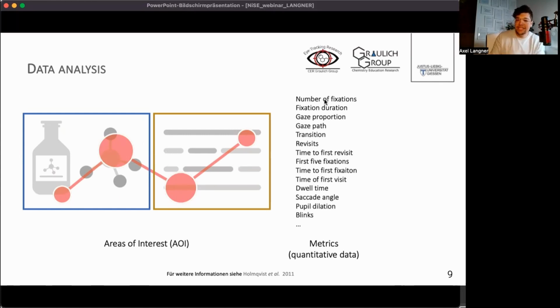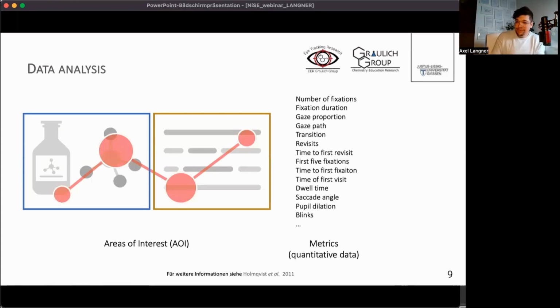For example, the number of fixations, which is how often a person fixated on the picture, or the fixation duration, or the gaze proportion, which would be in which proportion the gaze is distributed between those areas of interest. Also, which is kind of interesting, maybe the transitions. So how often do students transition between text and pictures?